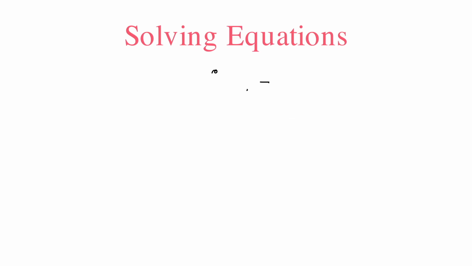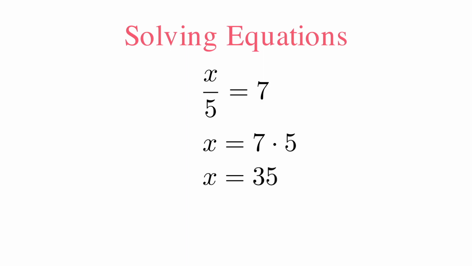Let's take a look at another example where we need to isolate x. The equation we have here is x divided by 5 equals 7. So our first step would be to move the 5 to the other side of the equation. As always, as 5 crosses the equal sign, the operation must change. So instead of division, it becomes multiplication. So now we have x equals 5 times 7. To solve for x, we simply multiply 5 by 7, which gives us 35.